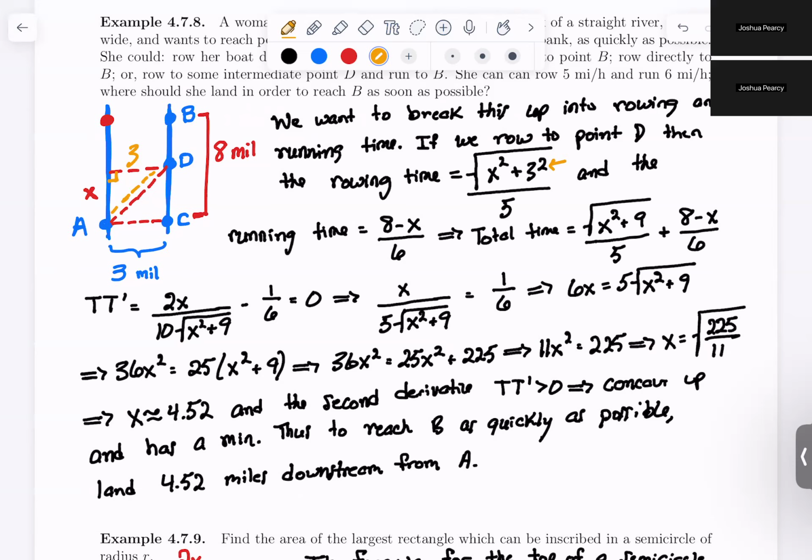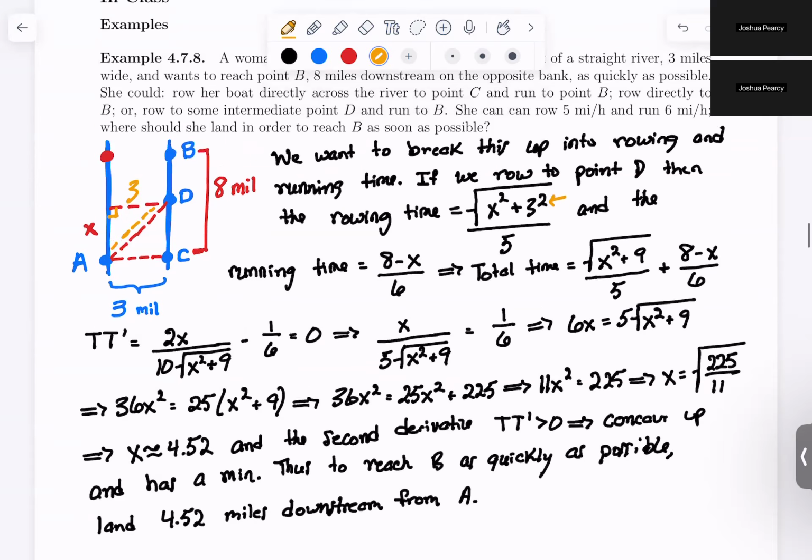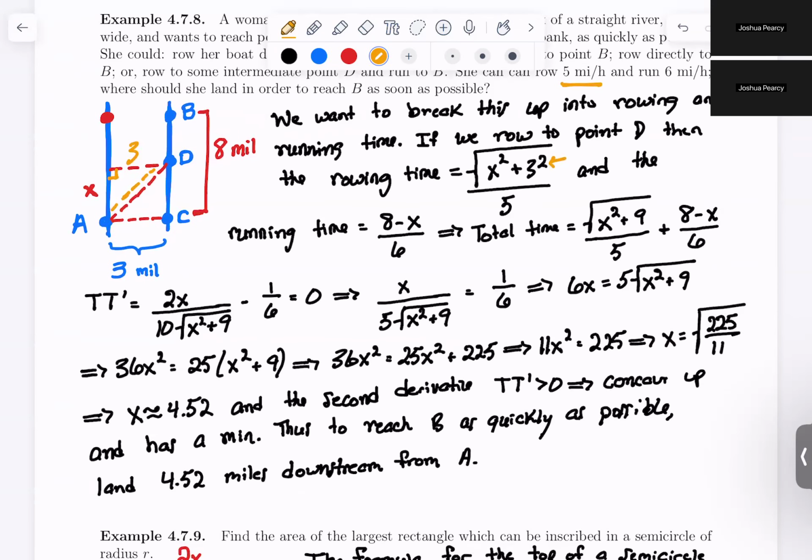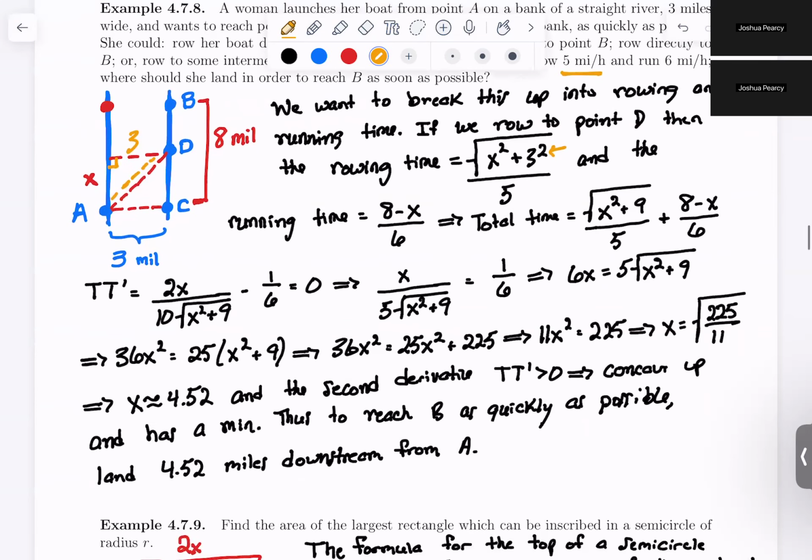And now if I want to know what the actual rowing time is, I know how fast she can row. She can row at 5 miles an hour. So the actual rowing time can be found by the distance traveled divided by the speed she can row. Our rowing time is equal to the square root of x squared plus 9, over 5.